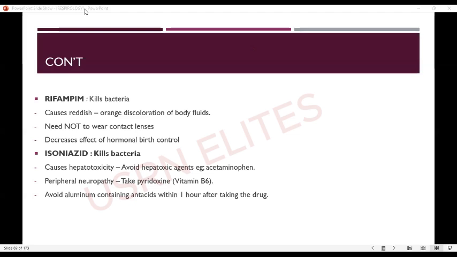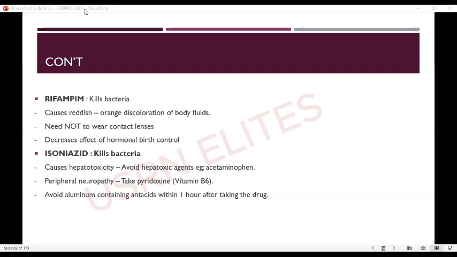Good. So rifampin, what does it do? It causes reddish orange discoloration. Your tears, your urine, your body fluids, everything becomes reddish orange, and it's normal. Because of this, when you are crying, the tears can also become reddish orange. So do not wear contact lenses. It will stain the contact. Wear non-contact lenses or soft ones that will not stain with the discoloration. Okay. So that is something.